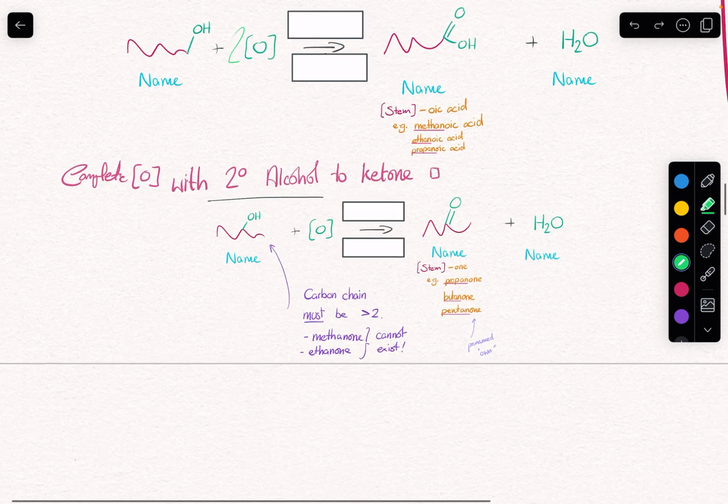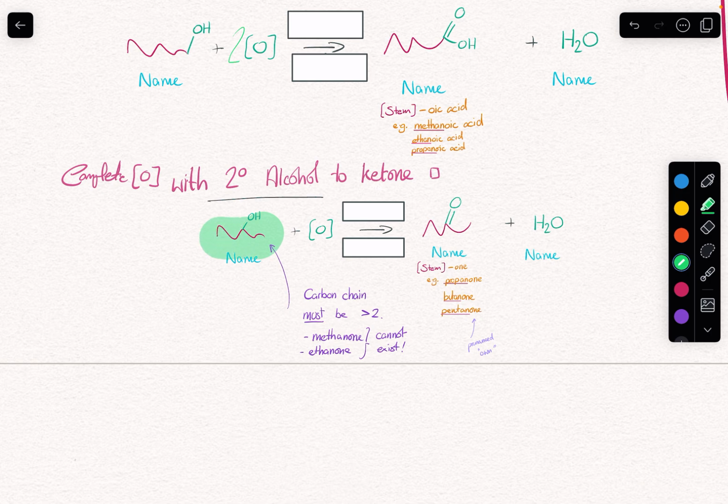And then for a secondary, you have a complete oxidation with a secondary alcohol to a ketone. It's important here that you do have a secondary ketone. It must be greater than 2 carbons because you can't have methanone and ethanone. So you need to have at least propanone, butanone, pentanone, and so on and so forth. Or you could have pentadecanone like I did before.